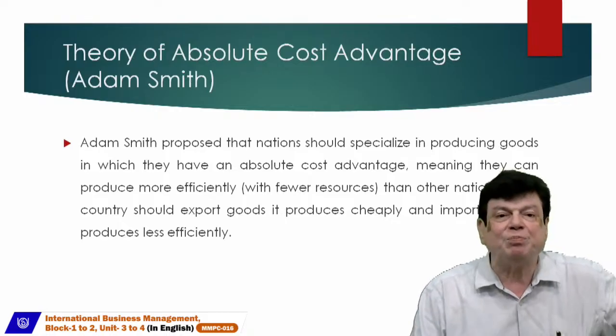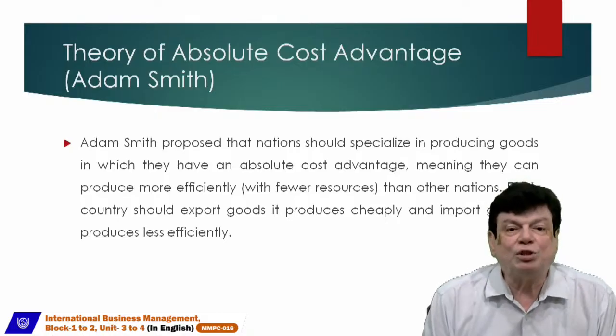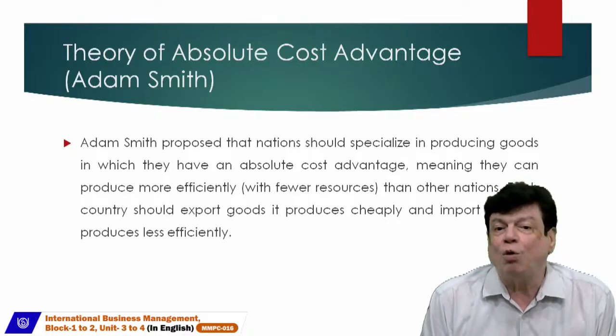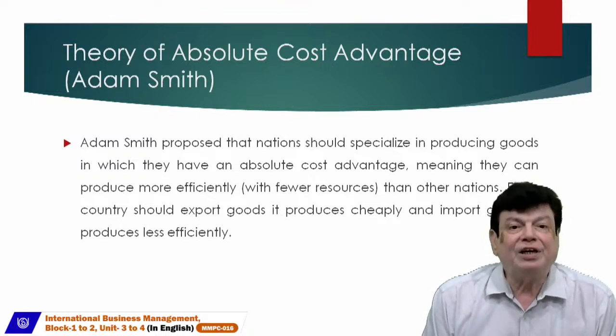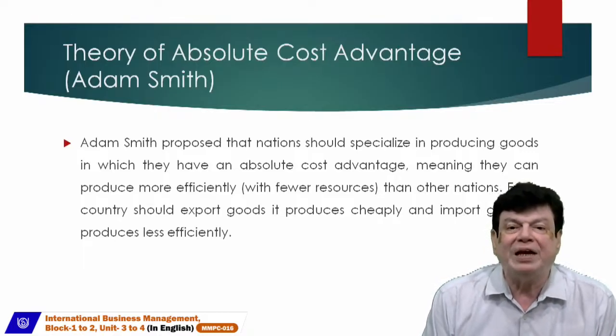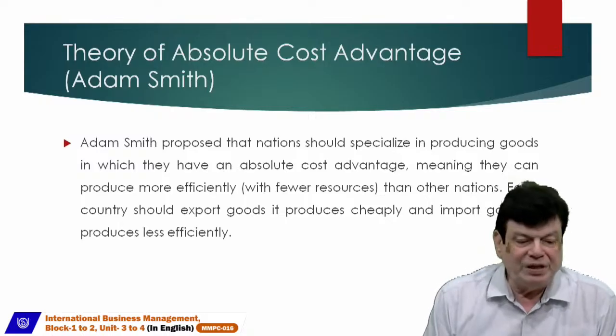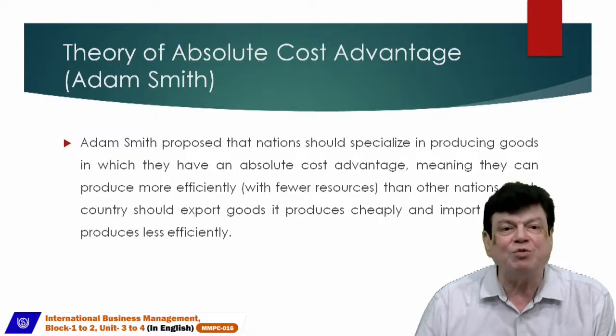So Adam Smith proposed that nations should specialize in producing goods in which they have an absolute cost advantage. They can manufacture it at a lesser price, meaning they can produce more efficiently with fewer resources than other nations. Each country should export goods it produces cheaply and import goods it produces less efficiently. That is what Adam Smith said.